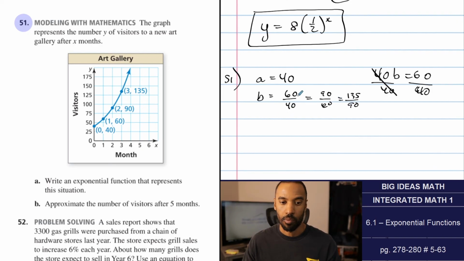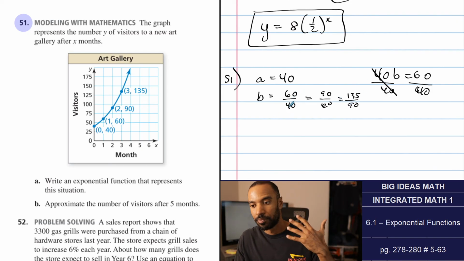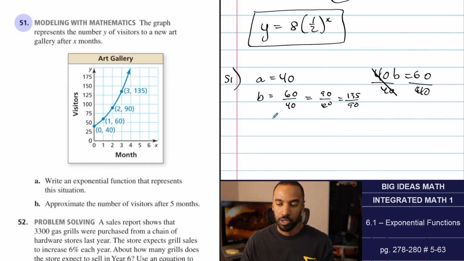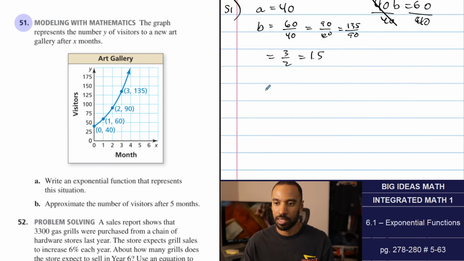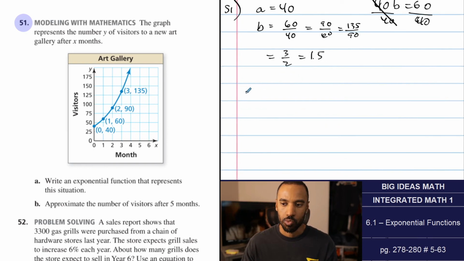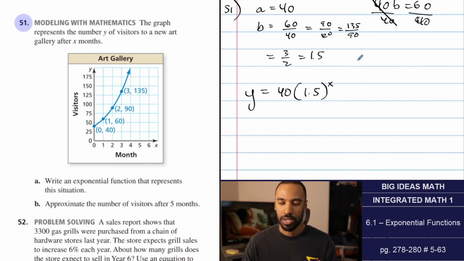Now, you can write them as one. You can use your calculator and do a decimal. You can do a fraction reduction. As a fraction reduction it is 3/2. As a decimal, it's 1.5. So that's kind of up to how you want to write that. The exponential function to me is y equals 40. You know what? It's a word problem. I'll put 1.5. Although you can't have decimal numbers of guests, there might be some rounding involved.